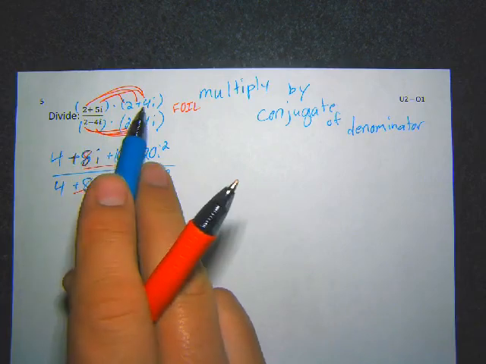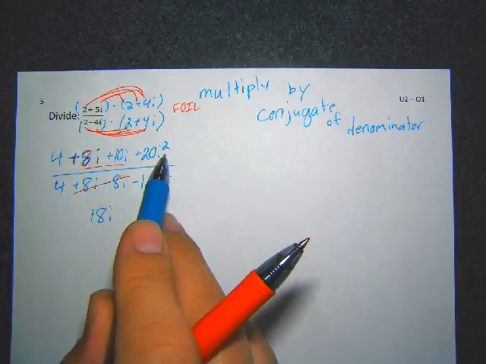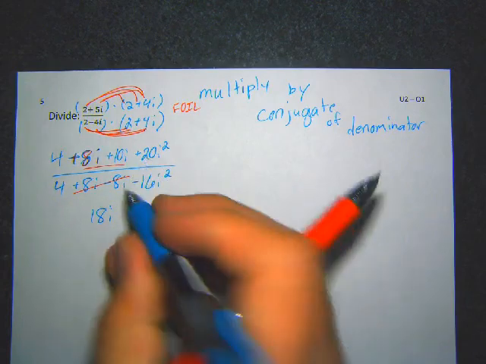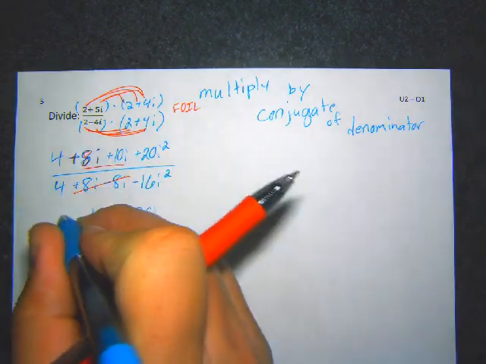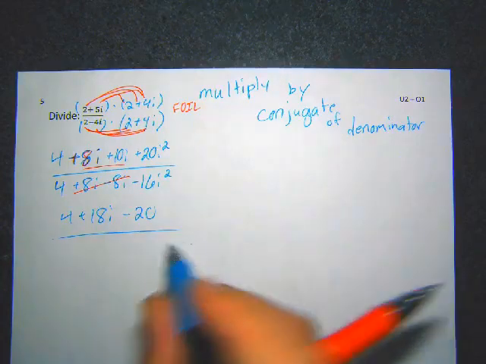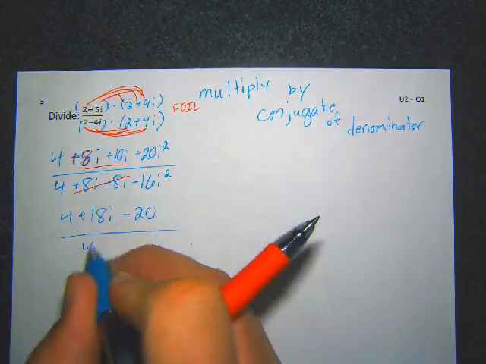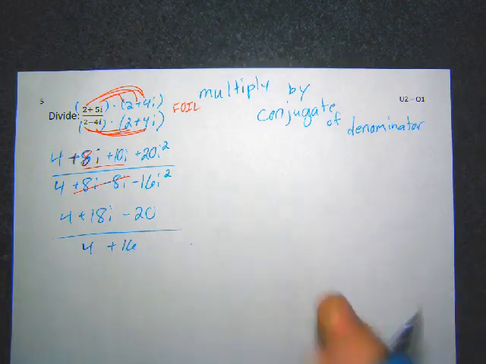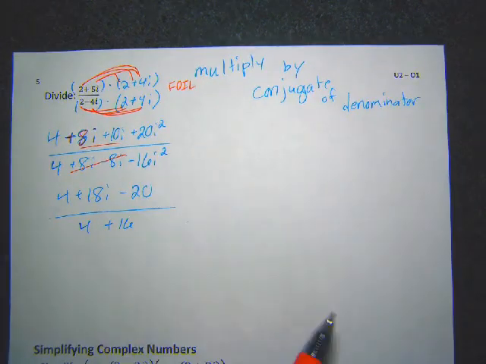So when I do a FOIL with complex numbers, you should have an i squared, and that's how I knew I messed up. Okay, I got i squared, and again, i squared turns this into a negative, so this becomes a negative 20. Don't forget the 4 in the front. On the bottom, 4 stays in the front, and then the 16i squared turns into a positive 16, because again, the i squared changes the sign.